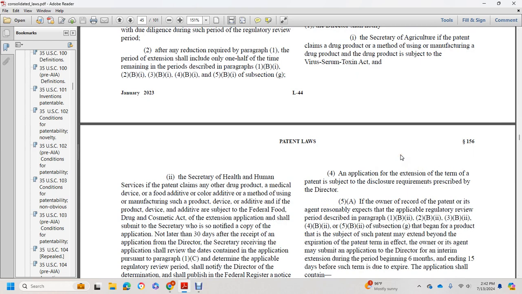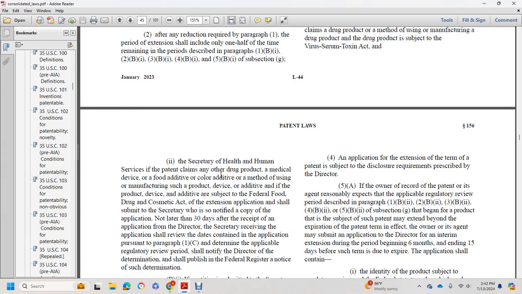Alright, the Secretary of Health and Human Services if the patent claims any drug product, medical device, food, color additive, the method of using or manufacturing the product, device, additive, subject to the federal food, drug, and cosmetic act. The extension of the application shall be submitted to the Secretary, and notify with a copy of the application no later than 30 days after the receipt of the application. The Director, Secretary, upon receipt of the application shall review the date and the containment of the application pursuant to paragraph 1 C to determine the applicable regulatory review period.